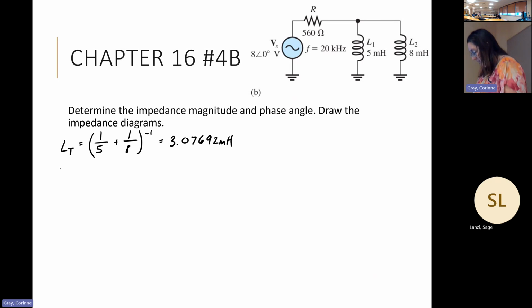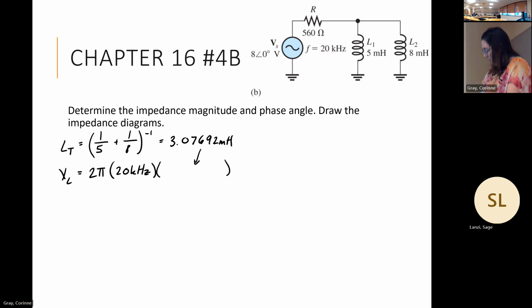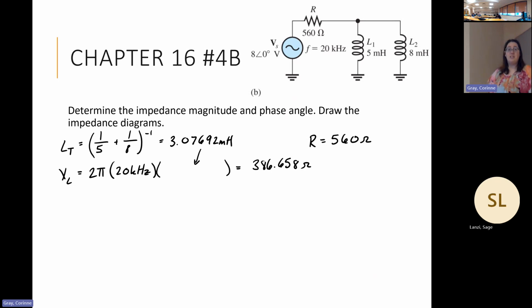So I'm going to find XL. That's going to be 2 pi. This time I'm going to have 20 kilohertz times, I don't want to write this number again, so I'm just going to draw a little arrow here. That got me 386.658 ohms. Do I need to find an RT value? It's already there. Yeah, so in this case, RT is equal to R, which is 560 ohms. I don't have to do anything to it. It's just fine as it is.